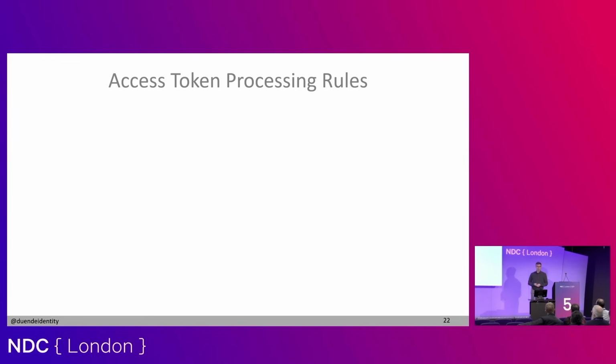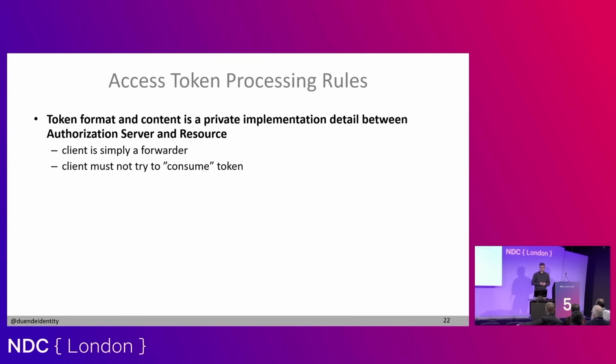So what are the processing rules of an access token? Well, the first one is that, as I mentioned, the format of the token is a private implementation detail between the authorization server and the resource, or the API, which means that as a client, I must not in any way try to consume it or read it. I should just forward it as a simple string.